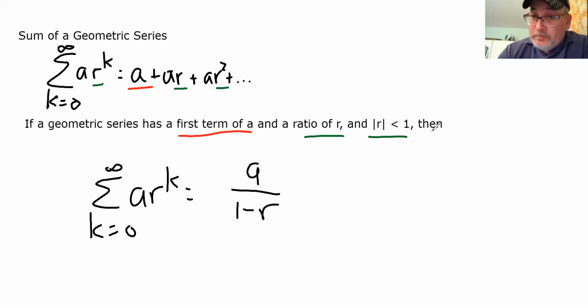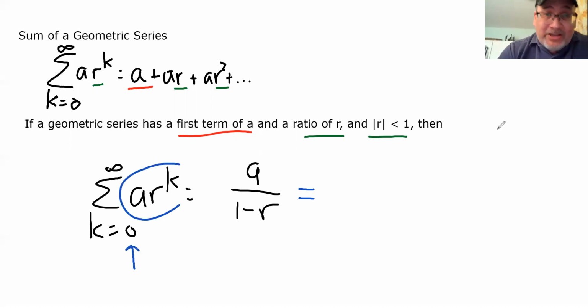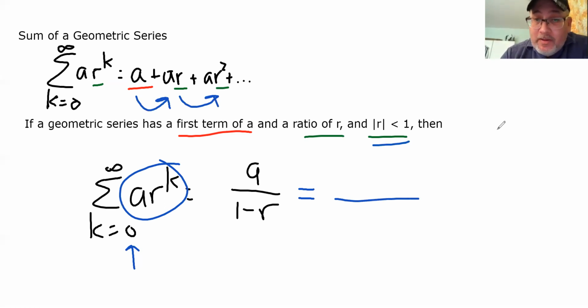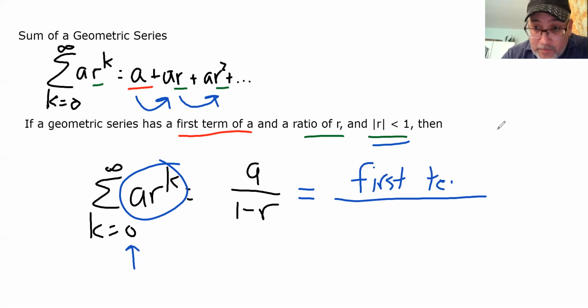That's cool. Now, before we go any further, I want to write this formula a little bit more descriptively, because you will run across geometric series that don't start at 0, that are all jacked up in here. But if you can identify it as a geometric series, meaning you are multiplying by the same number to get from one term to the next, and that number's absolute value is less than 1, then the sum of that series will always be first term over 1 minus the ratio.